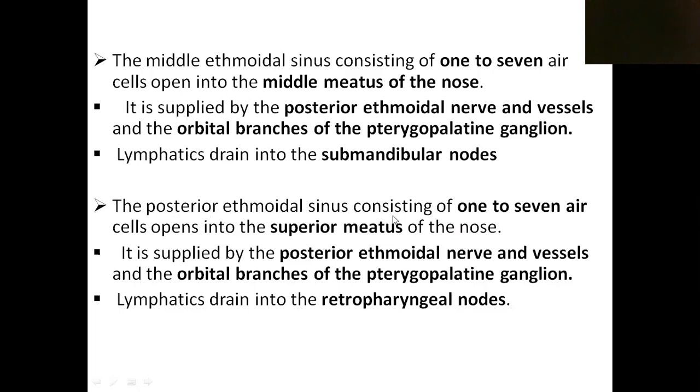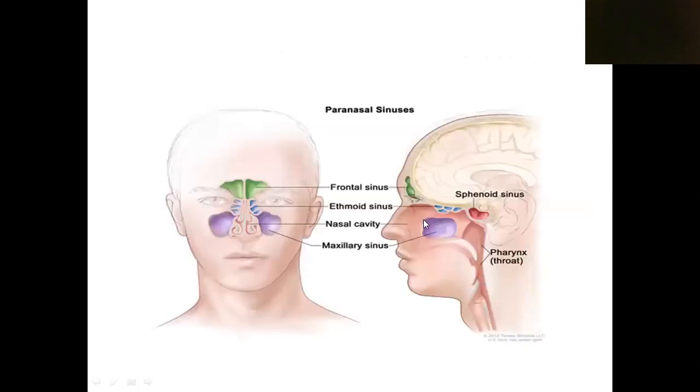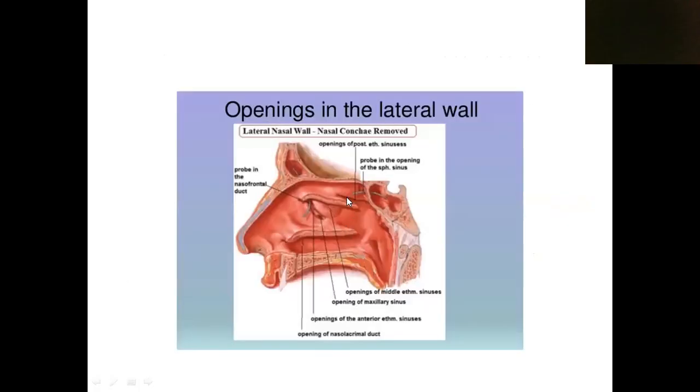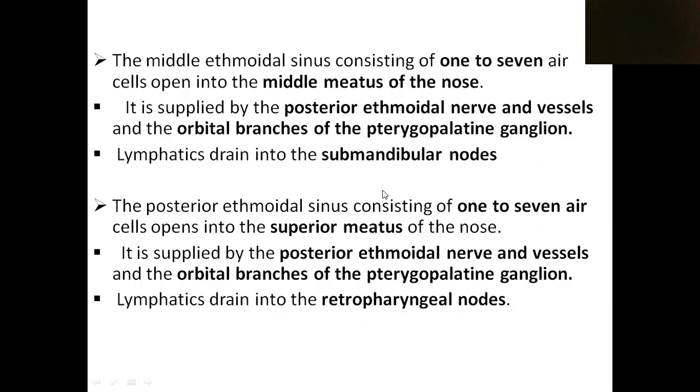Then the posterior ethmoidal air sinus. It has 1 to 7 air cells. Then it drains into the superior meatus, where, see here, this is the superior concha, this is the middle concha, this one is the superior concha. Between those two, this area is the superior meatus with one opening, that one is the posterior ethmoidal air sinus. So the posterior ethmoidal air sinus opens into the superior meatus. Then it is supplied by posterior ethmoidal nerves and vessels and the orbital branch of the pterygopalatine ganglion, common. The lymphatic drainage is to the retropharyngeal lymph nodes.